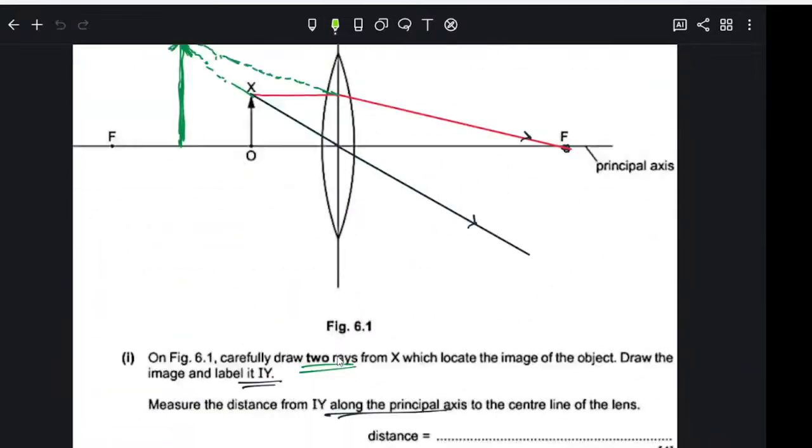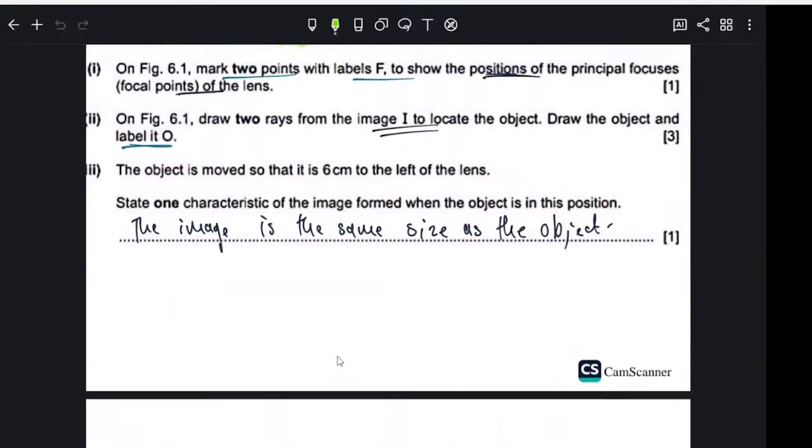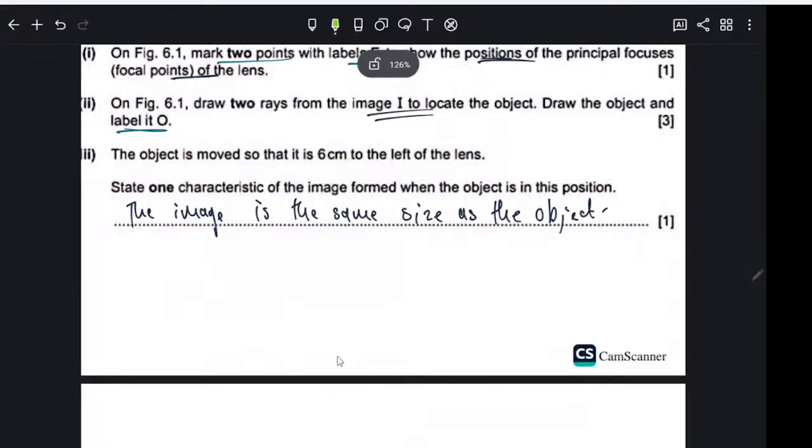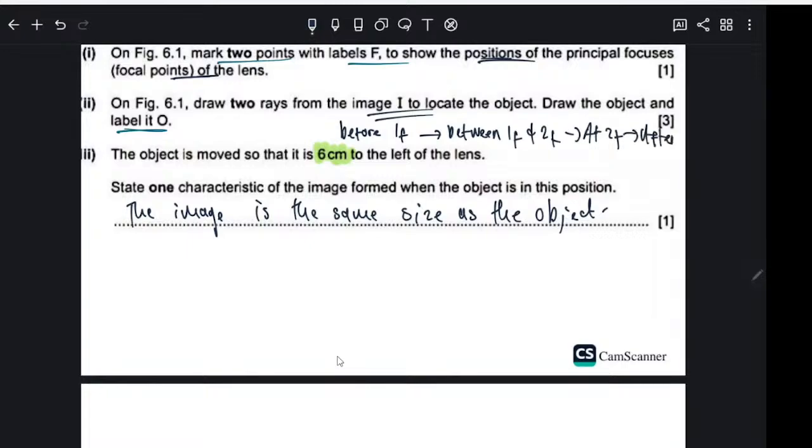So them saying we put it at 6 centimeters, what? You know that one focal length is that. You should just translate what it means. They said we are moving it to be 6 centimeters from the left. You should just translate it to say, is it before the first focal length, or is it between 1F and 2F? Or is it at 2F? Or is it after 2F? Use what they've given you to see, and you'll find that it is at 2F. Now you know if it's at 2F, you find exactly the same size. Any question?